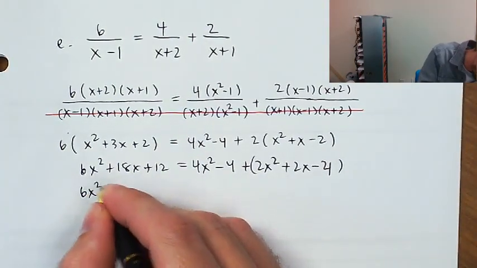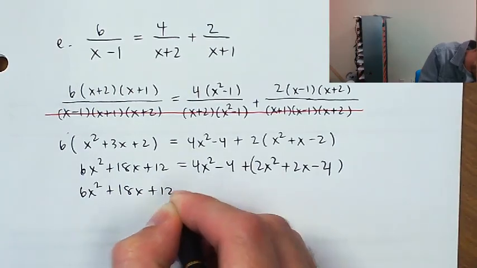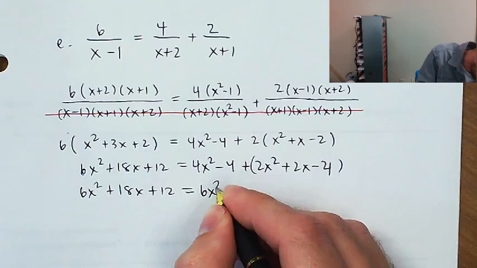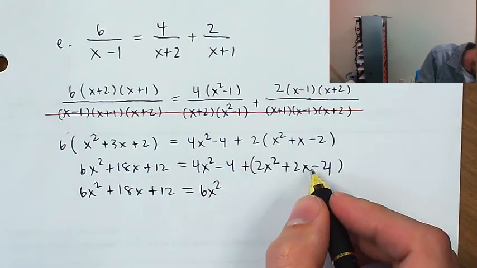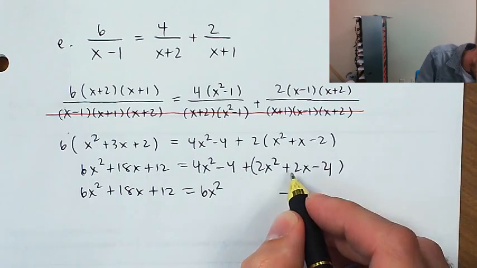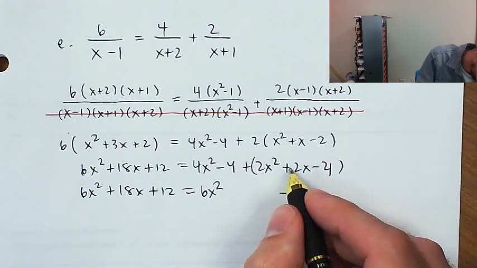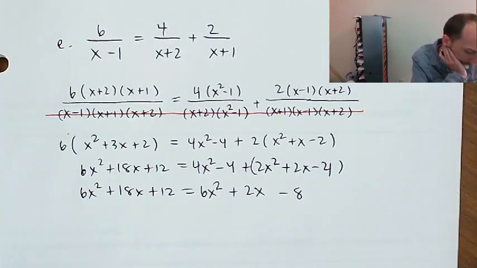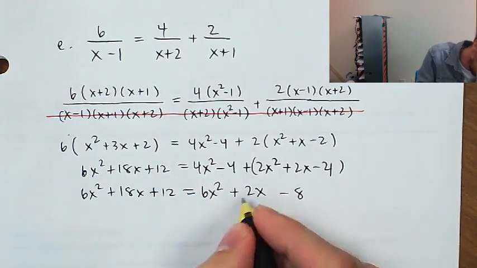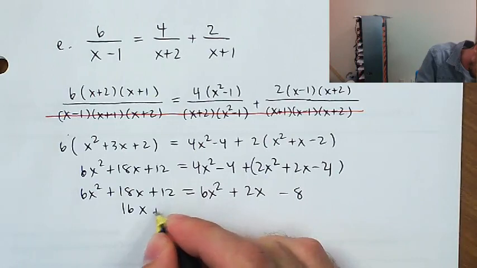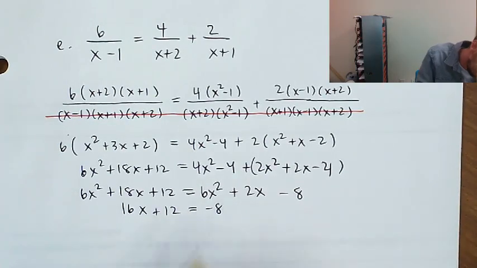All right, so I got 6x squared plus 18x plus 12 equaling 4x squared plus 2x squared is going to equal 6x squared. Negative 4 minus 4 is negative 8. And that's plus 2x. Oh, okay, so this is going to have a solution. Okay, so I subtract the 6x squareds. Okay. And I get, and maybe I'll subtract 2x as well. 16x plus 12 equals negative 8.